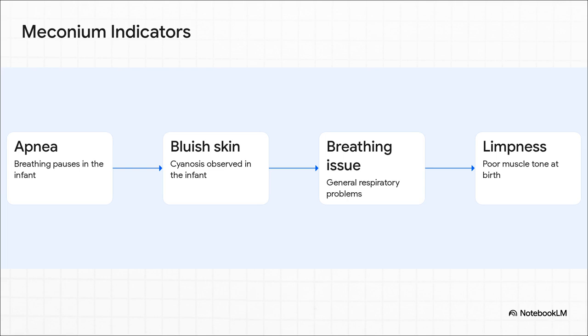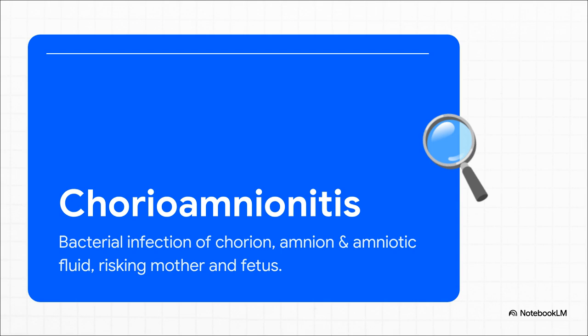Take meconium staining, for example. On its own, it is not a major complication. To actually code for meconium aspiration syndrome, or MAS, you have to dig into the record and look for specific clinical indicators. We're looking for apnea, bluish skin, obvious respiratory distress, and limpness at birth. Without these documented signs of distress, an auditor will absolutely strike the MAS code down, and boom, your reimbursement goes right out the window with it. It's also crucial to remember that we often have to trace neonatal distress back to maternal perinatal conditions.